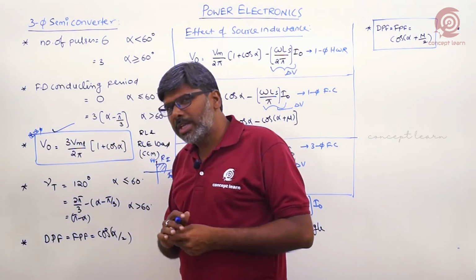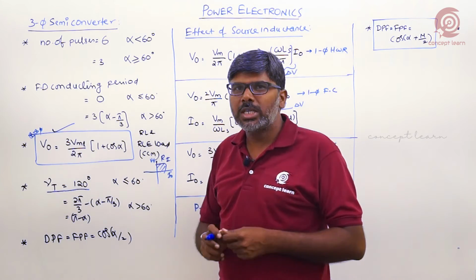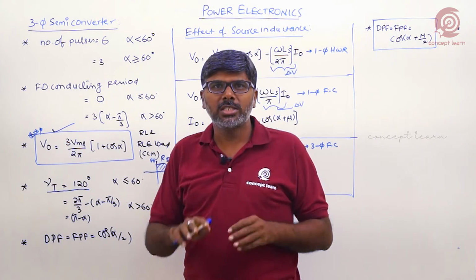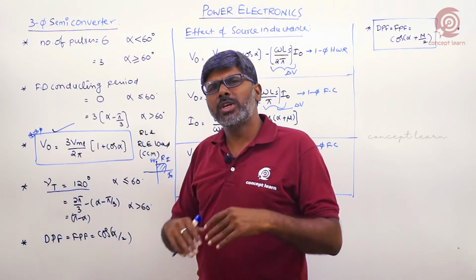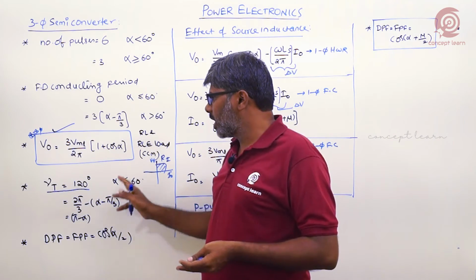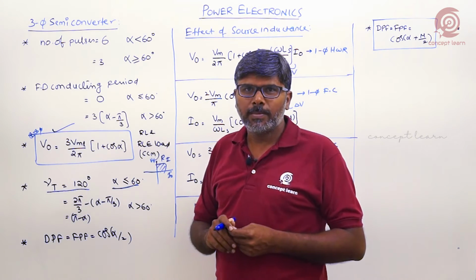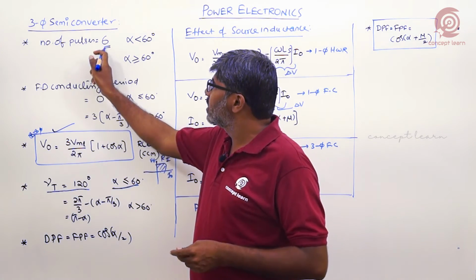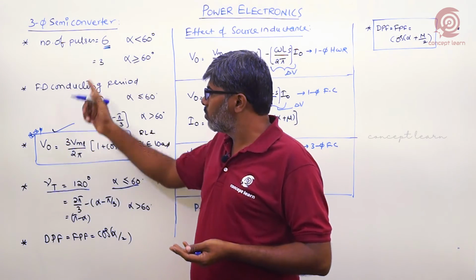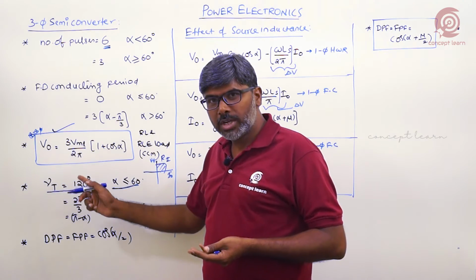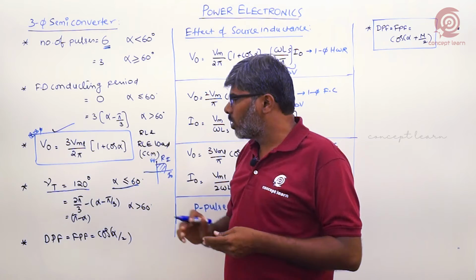Now coming to the conducting period of the switches. The semi converter consists of 3 SCRs and 3 diodes, right? So the conducting period of each thyristor or diode under continuous conduction mode is 120 degrees if alpha is less than or equal to 60 degrees. Because the number of pulses is 6, the conducting period of each switch is 120 degrees for alpha less than or equal to 60 degrees.